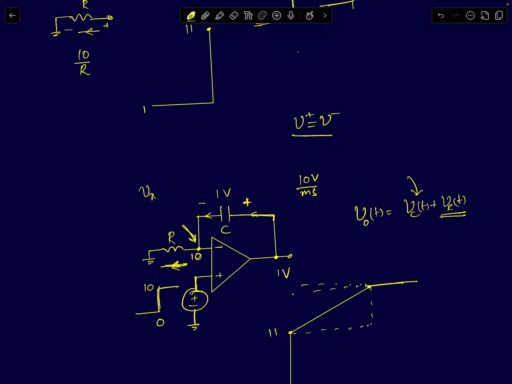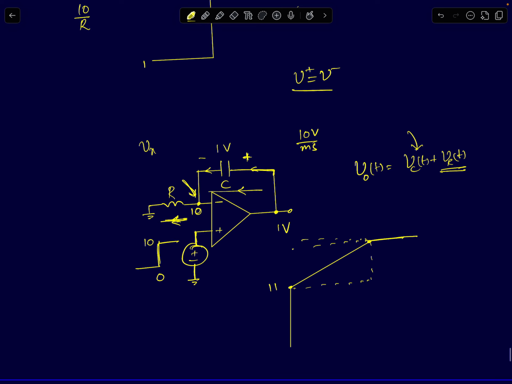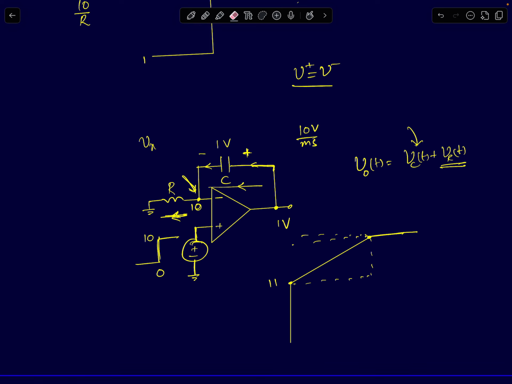So now it sets off a current. That current starts flowing through the capacitor. The output voltage, as I've already said, can be written as the sum of the capacitor voltage plus the resistor voltage. Now the resistor voltage has suddenly jumped to 10. The capacitor voltage at 0 plus was just 1 volt, so it was 1 plus 10, which is 11 volts. That was the value at t equal to 0 plus.